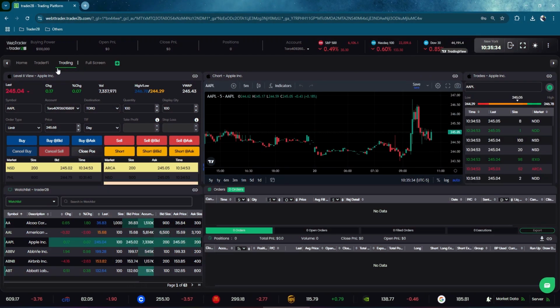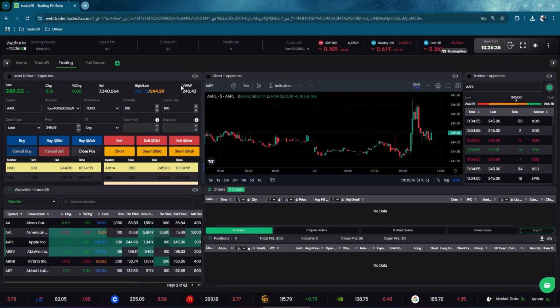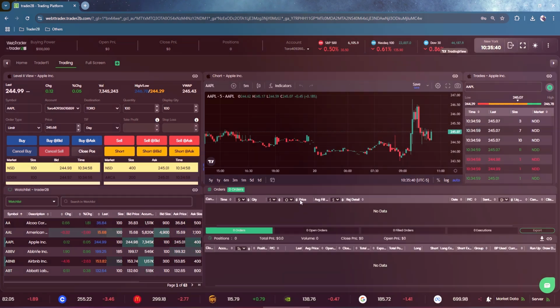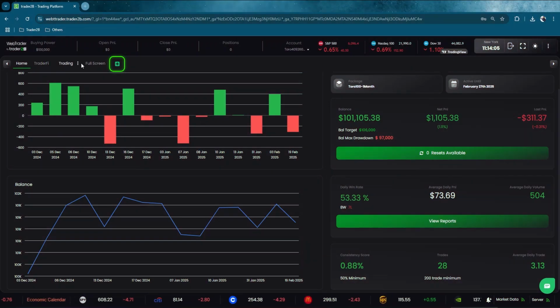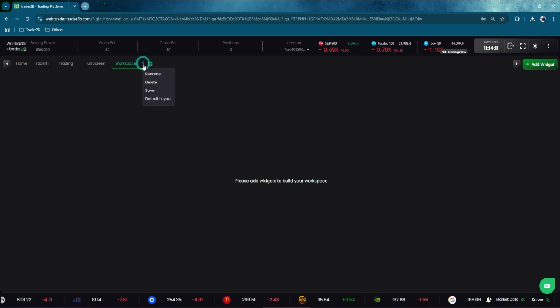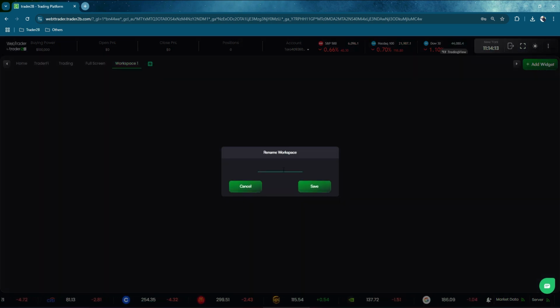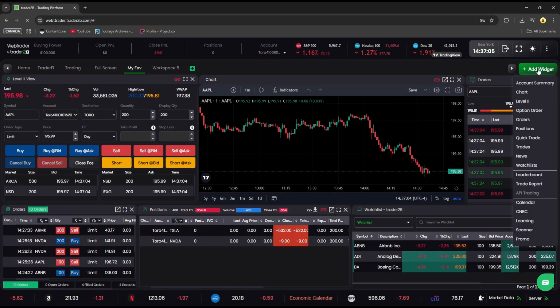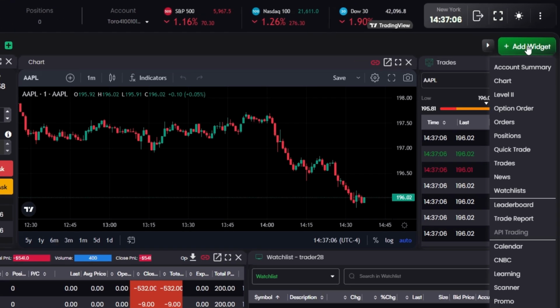Step 4. At the Trading tab, you will see the most important and basic selection of widgets you will need while trading. Tip: if you click this plus sign, you can create your own workspace and can choose any widgets you want. After adding your desired widgets, you can click the 3 vertical dots, rename the workspace, and then save it. The asterisk symbol is an indicator that the workspace has not been saved. You will find the widgets at the upper right side of the web trader platform.